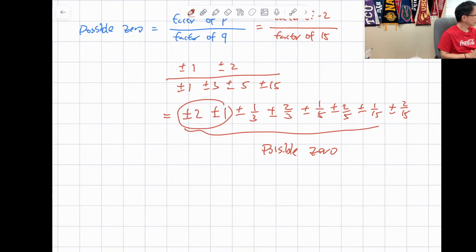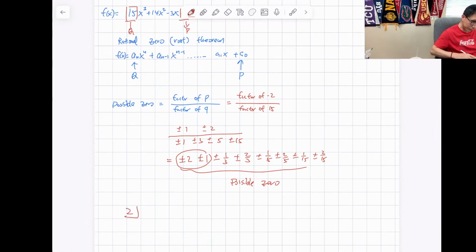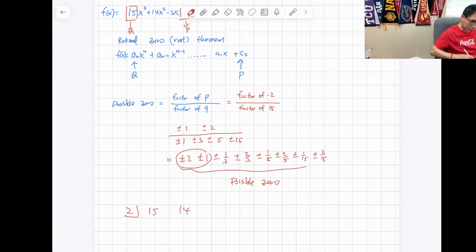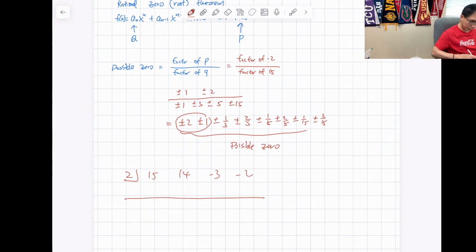Which number do you want to try? 2. Okay, let's assume we try 2. What do I mean by trying 2? I try 2 on a synthetic division, so 2, 15, 14, -3, and -2. Now your goal is to get 0. 15 times 2 is 30, and that's equal to 44. That's 88. We're pretty much sure that this is not 0. 85 times 2 is 170, so 168. And remember, it only takes probably 30 seconds to do the division, so it's not that bad.